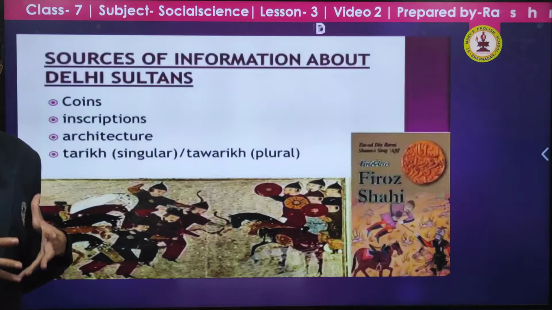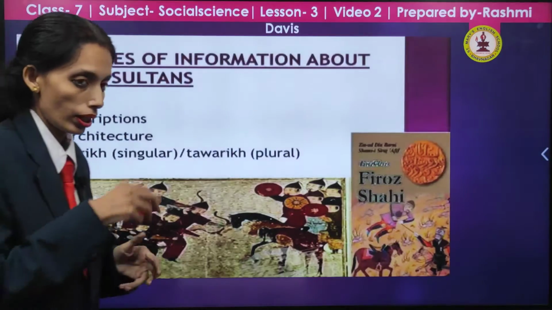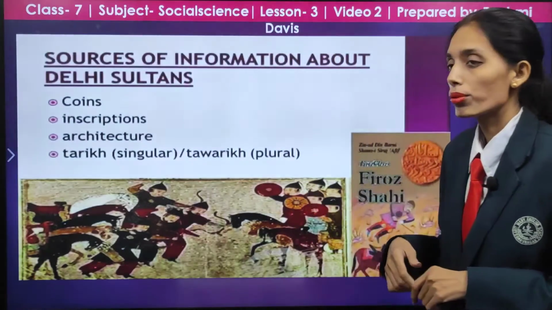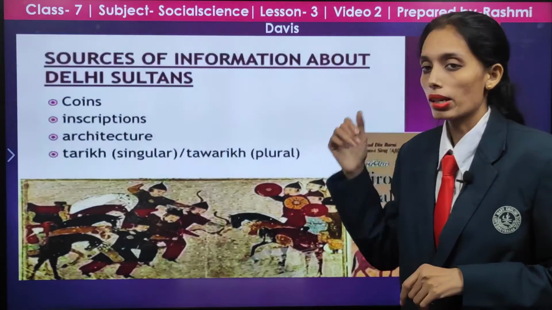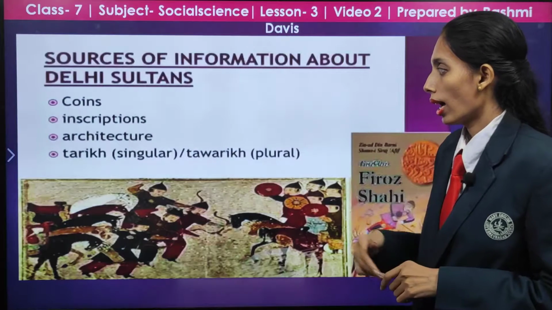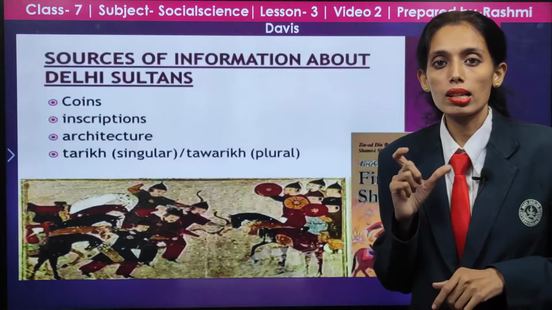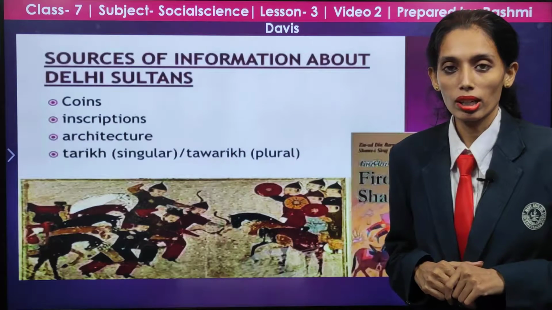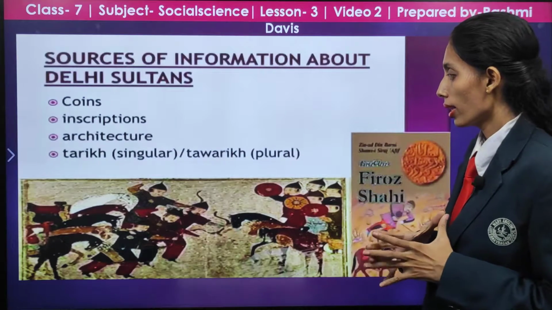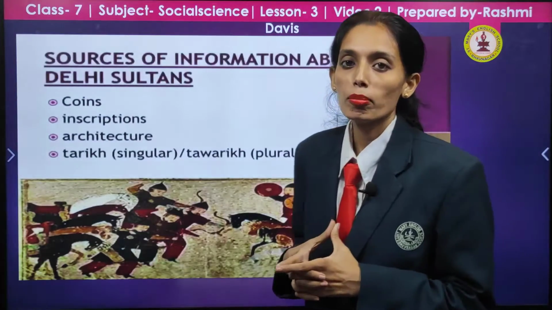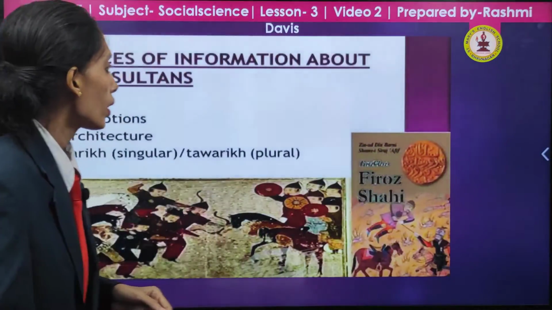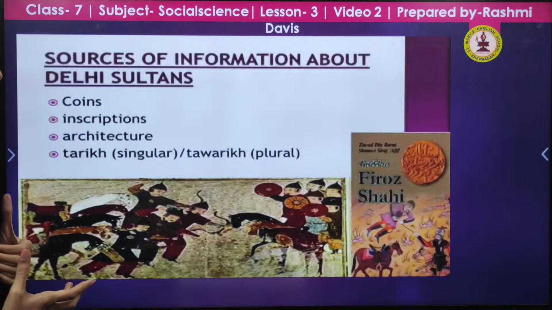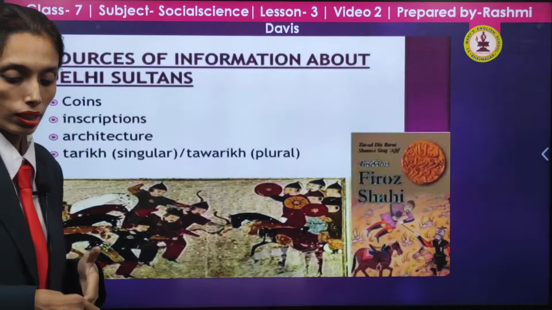Sources of information. How do we know about the reign over Delhi? It is through coins, inscriptions, architecture, and Tarikh. Tarikh is a singular word and Tawarikh is the plural word. These are the terms used so that we can come to know about the topic clearly.